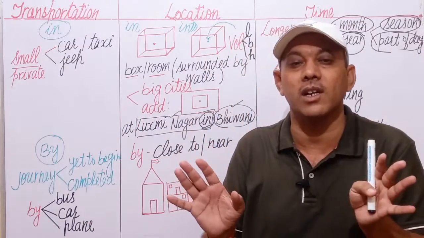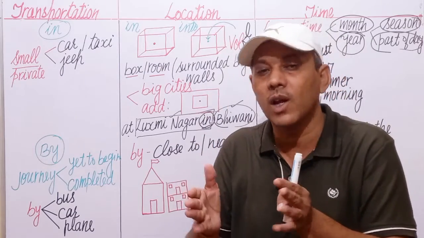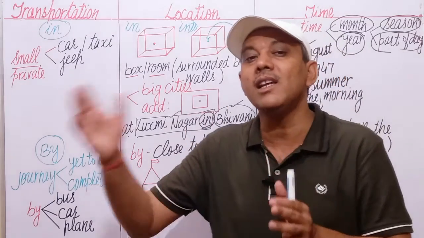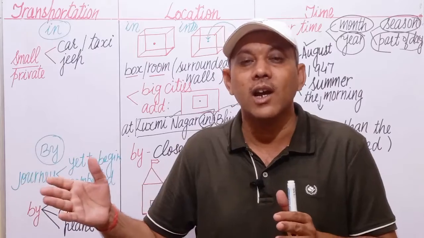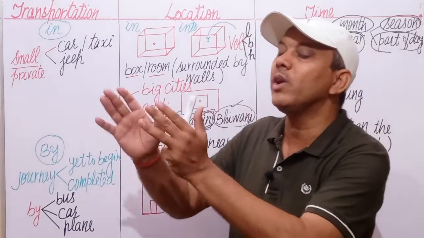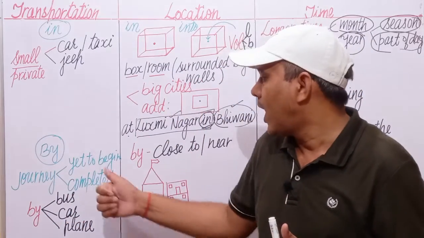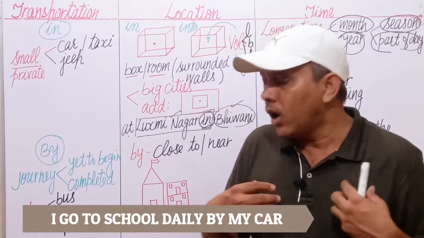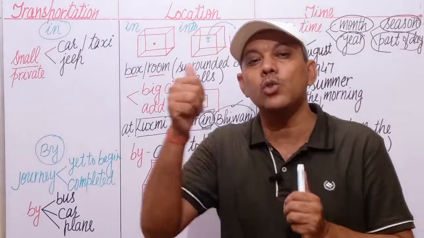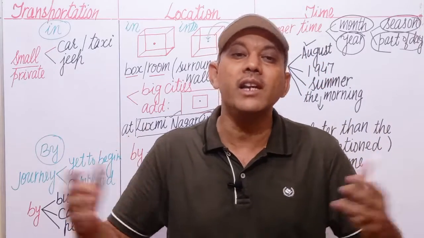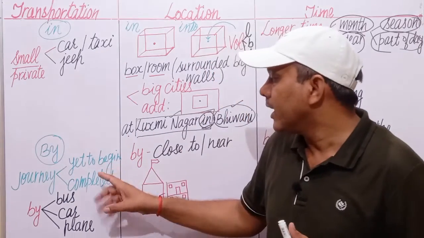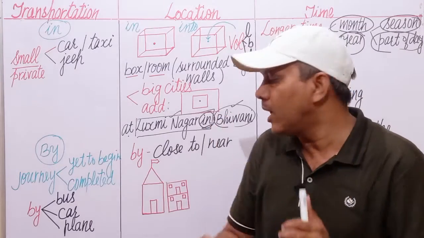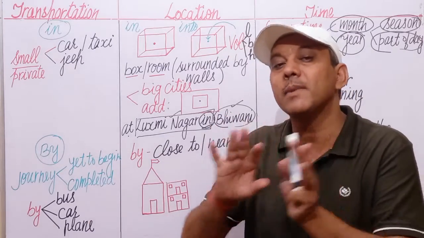And somebody asks you, how will you get there? How will you go there? Or how do you go to school daily? I go to school daily by my car. Or tomorrow I shall go to Delhi by train. In this way, if your journey is yet to begin or journey has been completed.